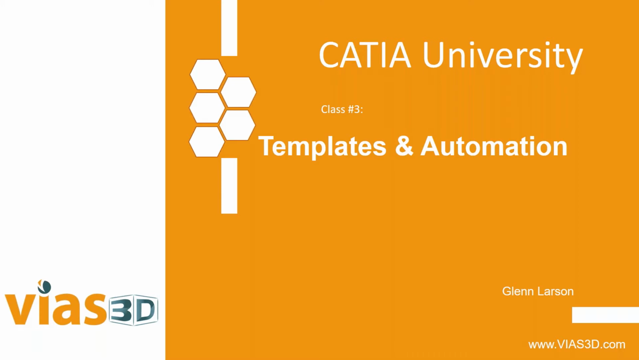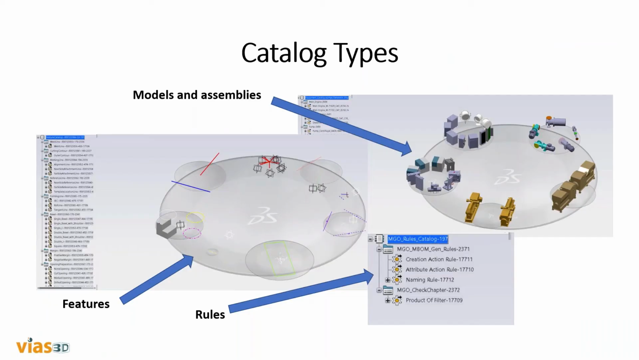So the next portion of this that we're going to talk about are templates and automation. And this one's really cool. What we're going to talk about is the different types of catalogs that you can have. Here we have a catalog of machines. Here we have a catalog of features. And down here we have a catalog of rules.